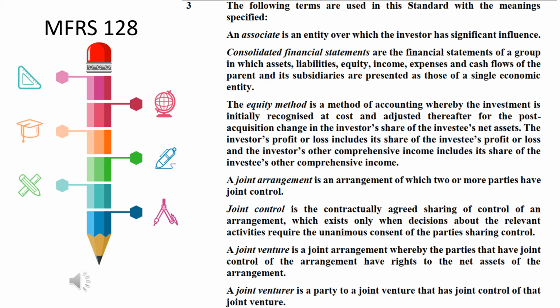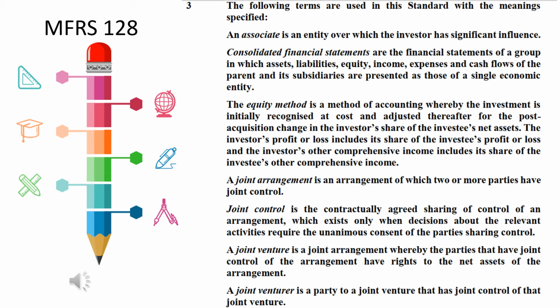Okay, let's discuss MFRS 128. This is paragraph 3, which provides definitions of the terms. Let's start with consolidated financial statements. These are the financial statements of a group in which the assets, liabilities, equity, income, expenses and cash flows of the parent and its subsidiaries are presented as those of a single economic entity.